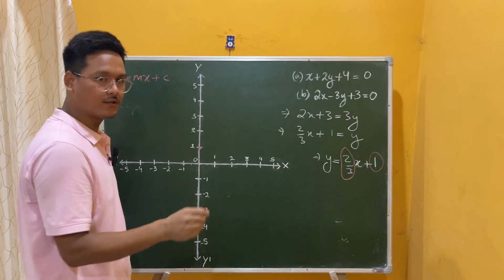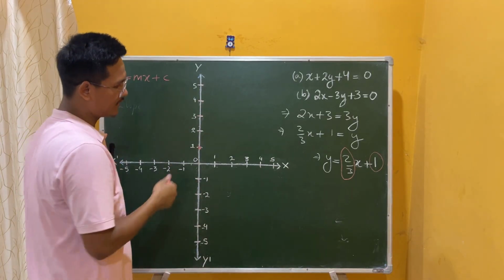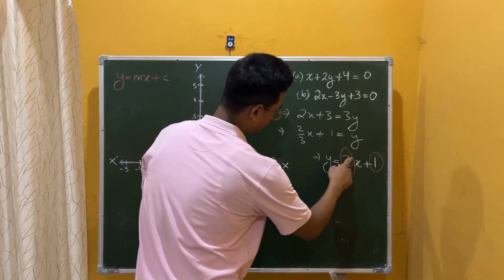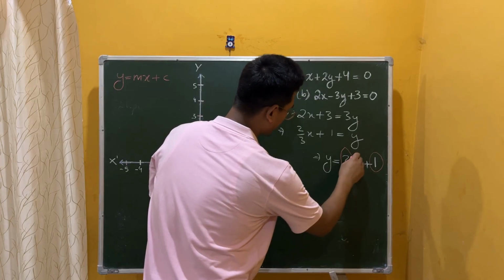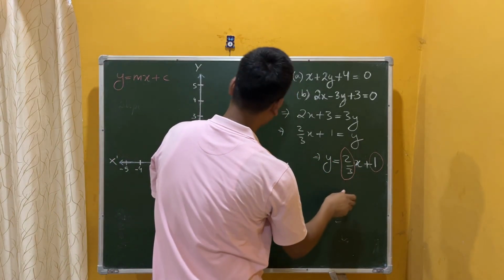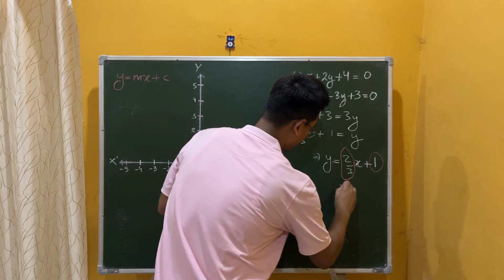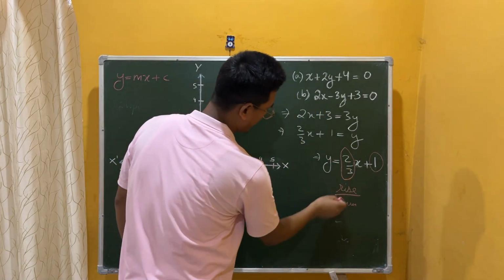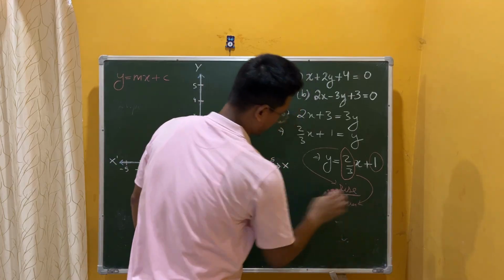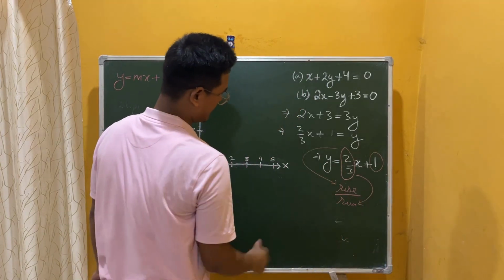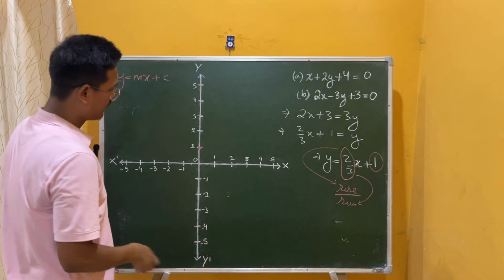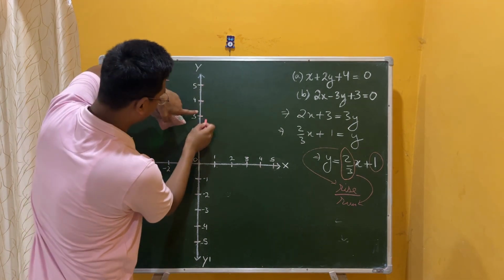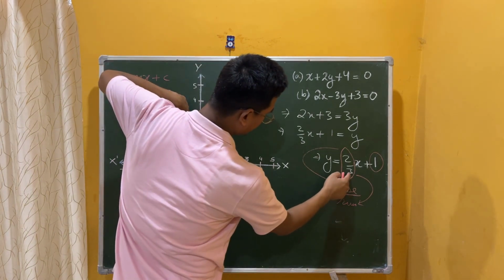Now you'll have to look for another point so that you can join and make a straight line. Another point will be given by this coefficient of x. So remember this 2 by 3, which is also called the slope of the line, and slope is the rise over run formula. So 2 is rise and 3 is run. Now 2 units to rise, to go above, from this point. So you rise 2 units, 1, 2. Now you need to run 3 units.